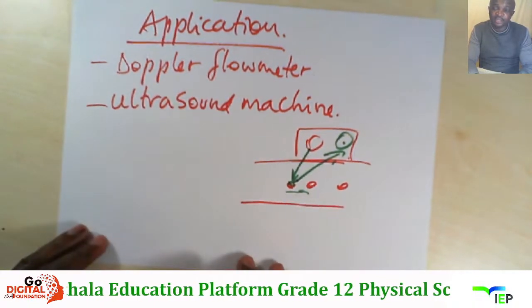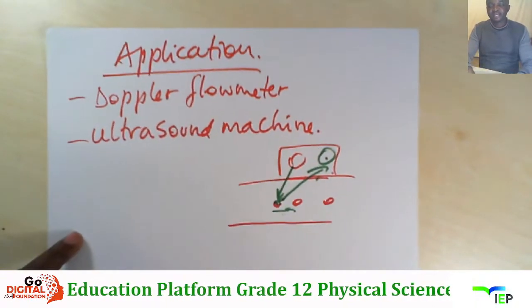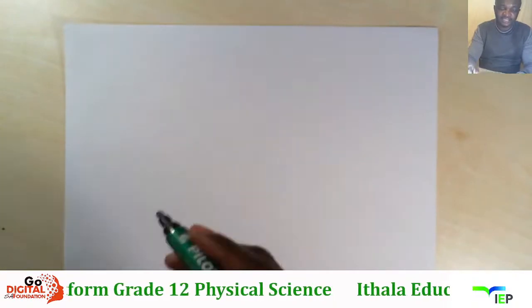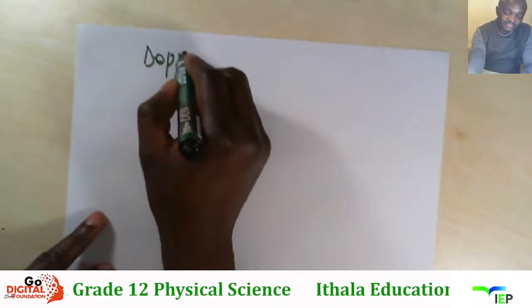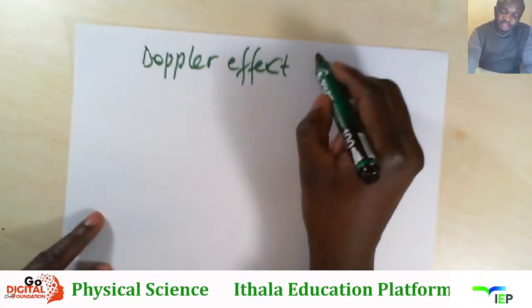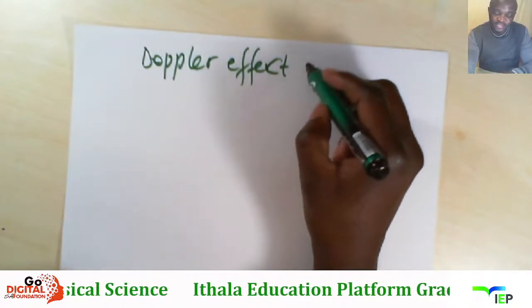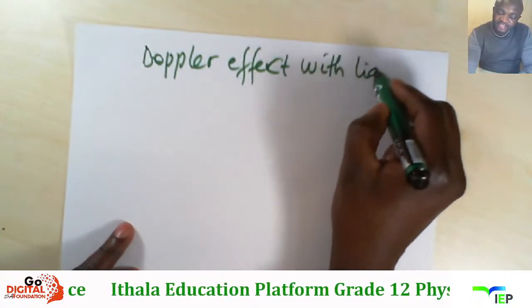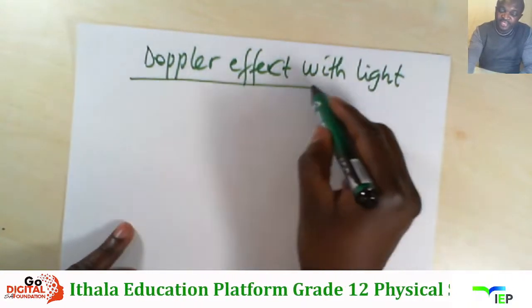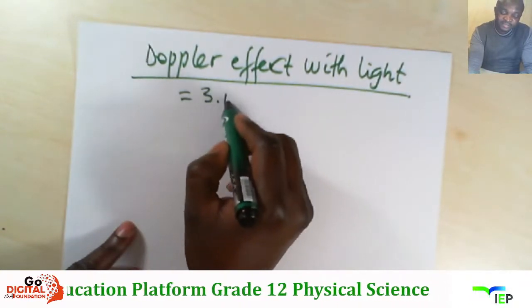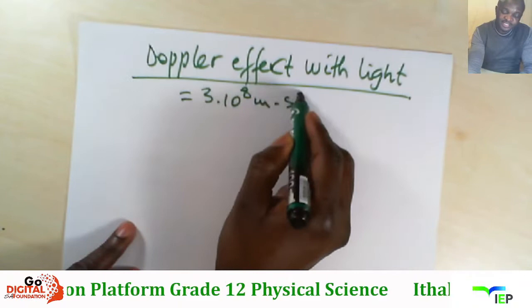application of the Doppler effect, right? The last part of the application of the Doppler effect, so let's talk about the Doppler effect with light. With light we can also observe the Doppler effect. The problem is that the speed of light is too high. The speed of light is 3 times 10 to the power 8 meters per second.